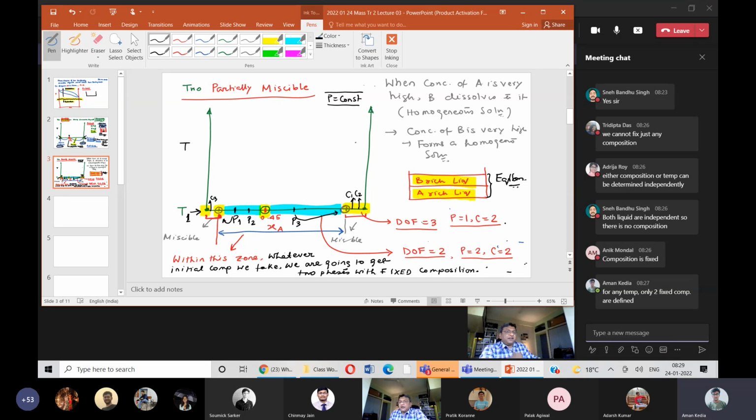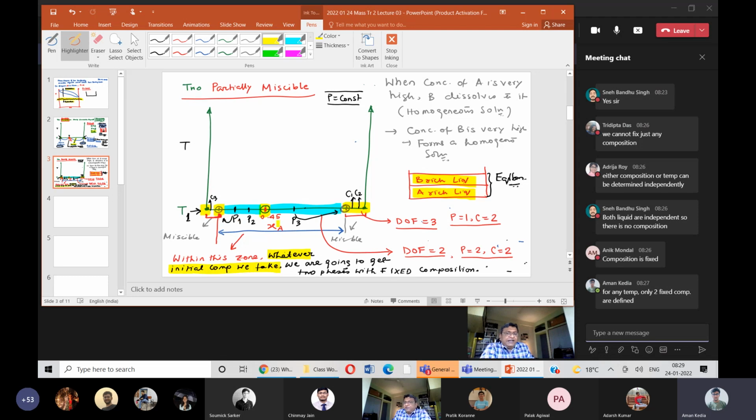So as somebody said, no composition independent, then no composition is not a very good answer. We cannot just fix any composition. Whatever initial composition we take, we can define an XA based on some mathematical number, 0.37, 0.45, 0.5, whatever. But once the system attains equilibrium, we are going to get two phases with fixed composition. Is it clear to all? And that is exactly what is meant by degrees of freedom is 2.